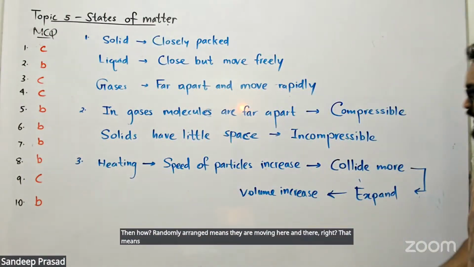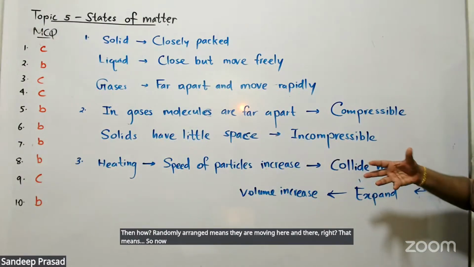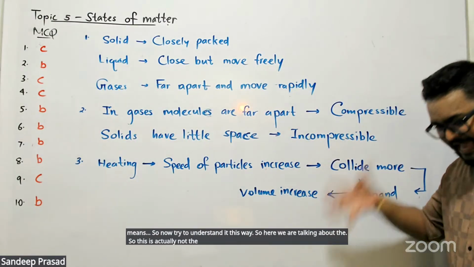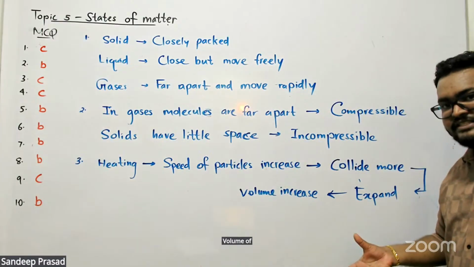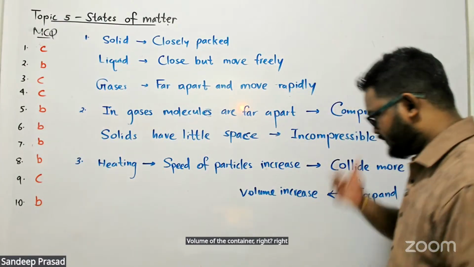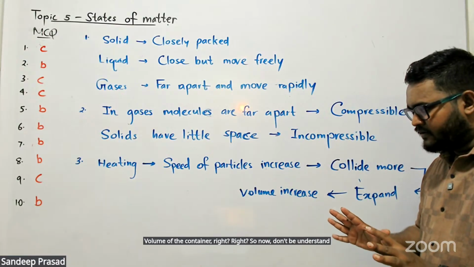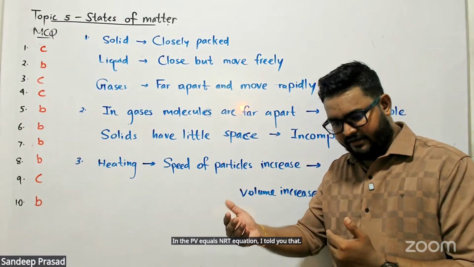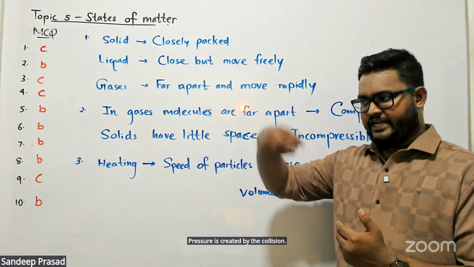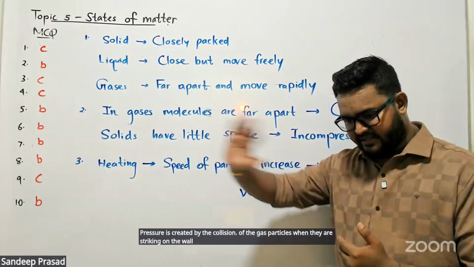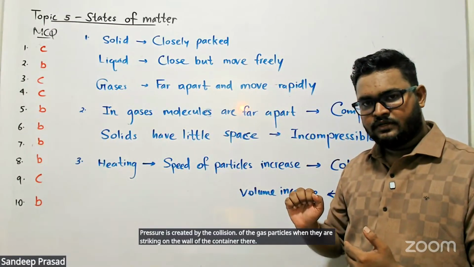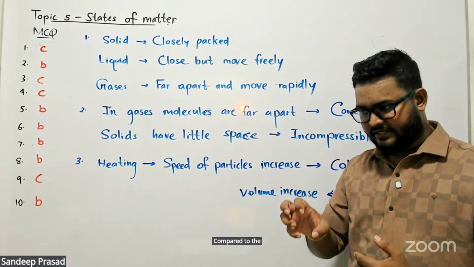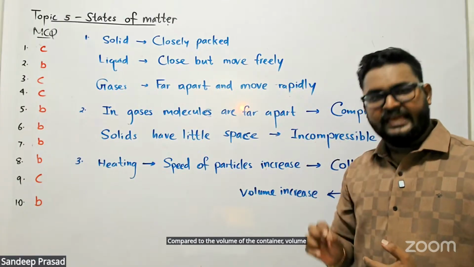So now try to understand it this way. Here we are talking about, this is actually not the volume of the gases, but the volume of the container, right? Now don't misunderstand there. In the PV equal nRT equation, I told you that pressure is created by the collision of the gas particles when they are striking on the wall of the container. And I told you that gas particles are point masses. Compared to the volume of the container, volume of the gas particle is negligible.